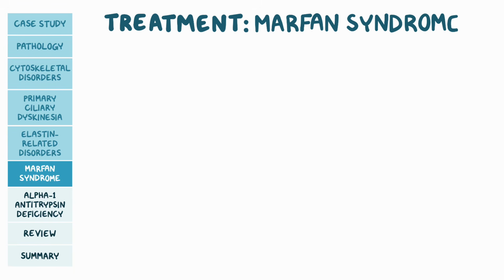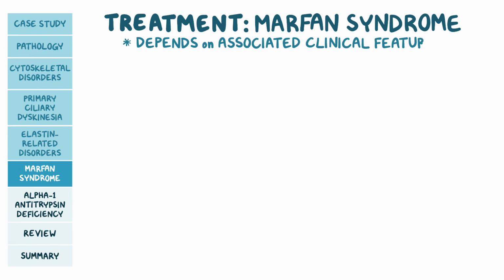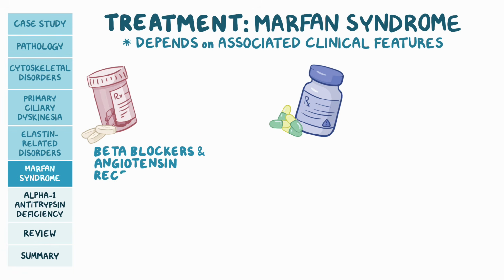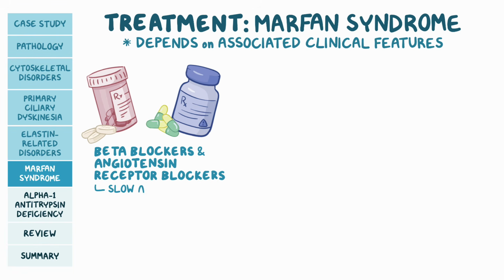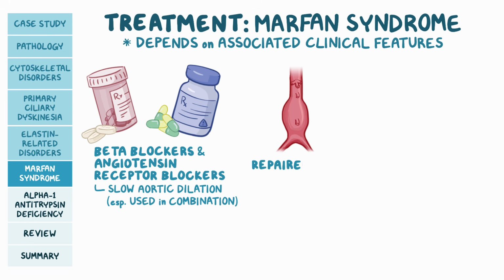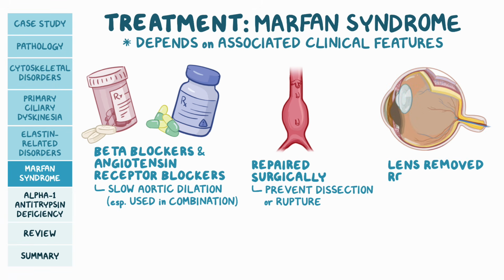Treatment of Marfan syndrome depends on the associated clinical features. For example, medications like beta blockers and angiotensin receptor blockers have been shown to slow aortic dilation, especially when used in combination. If the aorta gets too wide, it can be repaired surgically to prevent dissection or rupture. In addition, if an eye lens dislocates, it can be removed and replaced by an artificial lens.